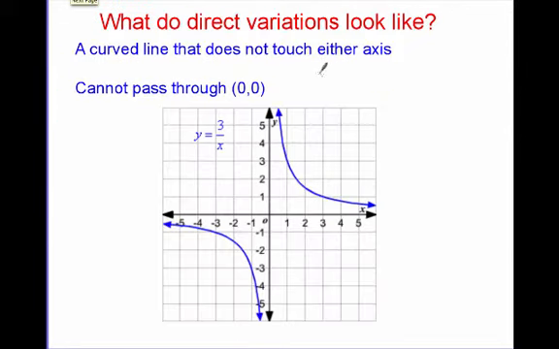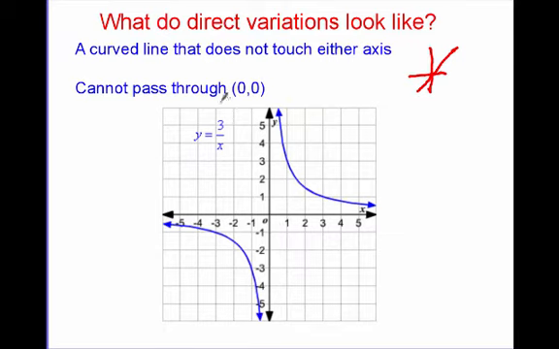So now what do they look like? Well, if a direct variation was a straight line that passed through the origin, the inverse variation is a curved line that doesn't touch either axis. It never crosses the x-axis, it never crosses the y-axis. So it's this really weird, curvy line. It can't pass through 0, 0, and it's actually in two different quadrants. It's either in 1 and 3, or it's in 2 and 4.